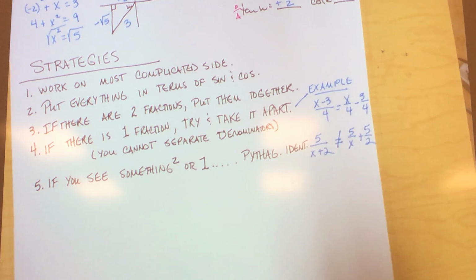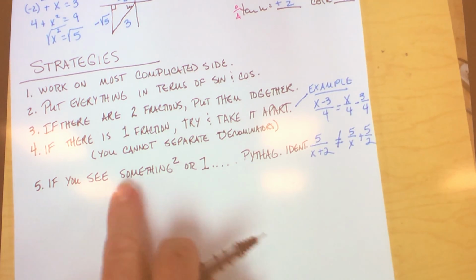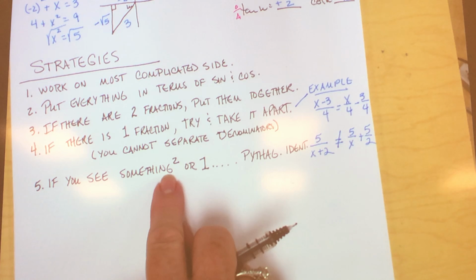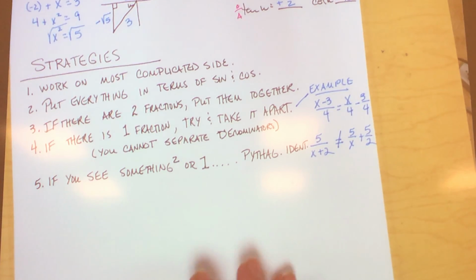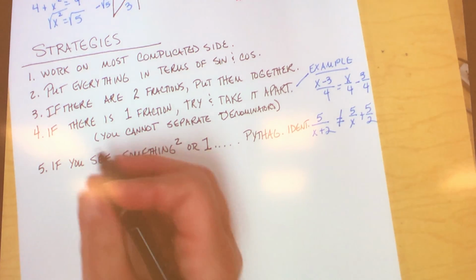Something squared. Sine squared plus cosine squared equals 1. 1 plus tan squared equals secant squared. 1 plus cotan squared equals cosecant squared. Okay, Pythagorean identities. So if I see something squared and I see a 1, I'm going to go, oh, this might be a Pythagorean identity. Okay, here's the next one.